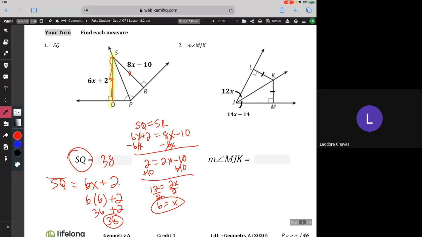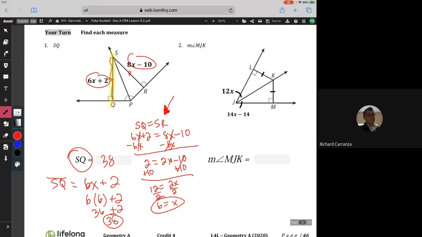So again, all you have to do is just solve for x first. Yeah, solve for x and then plug it in. But the true thing is right here. The theorem lets us do this. The theorem that we're learning right now lets us make these two equal to each other.